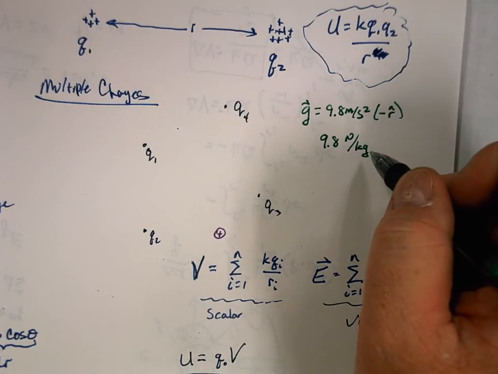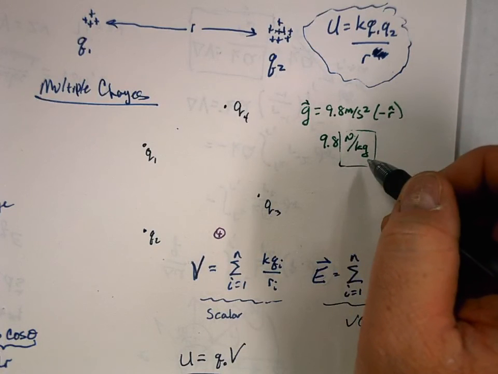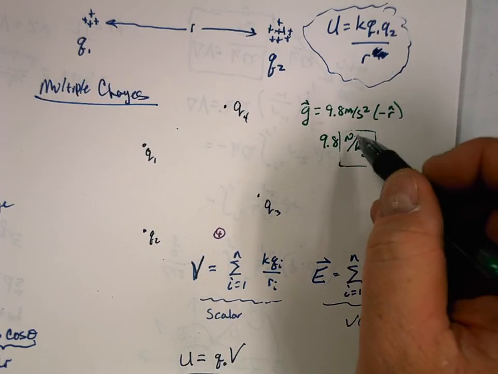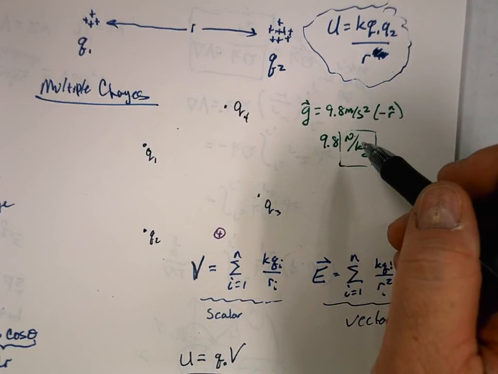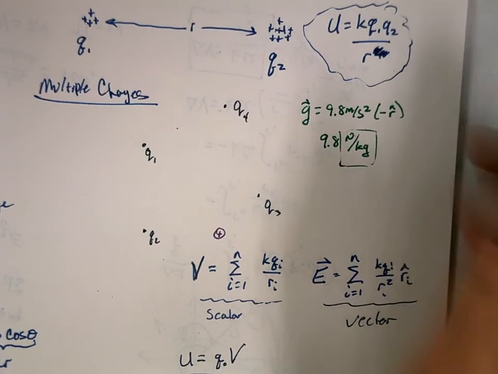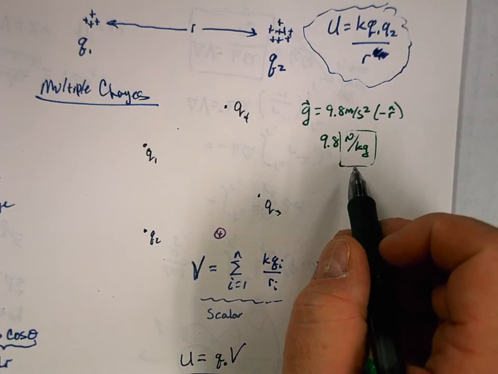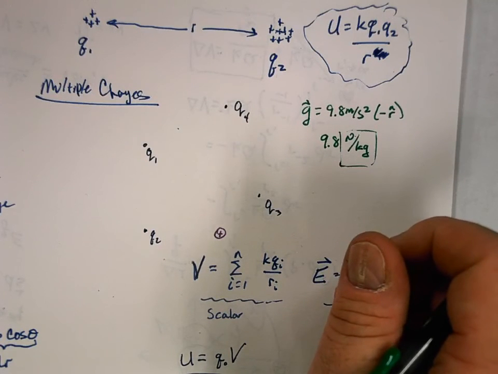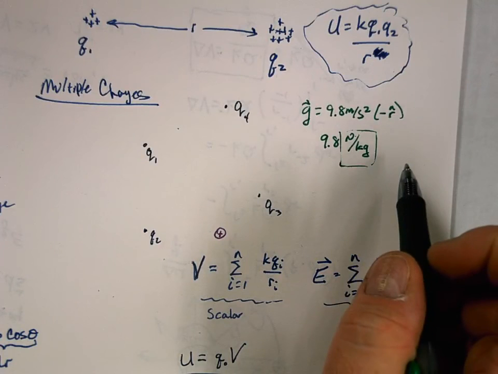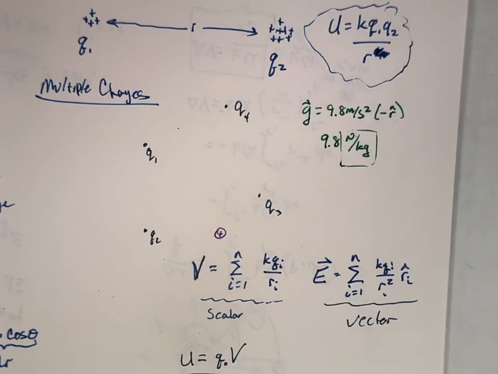And just like newtons per coulomb for our electric field, for our gravitational field we have newtons per kilogram. The electric field is dependent upon the charge of the test charge, and this is dependent upon the mass of the test mass. So does that mean that newtons can also be coulombs? No. We're drawing an analogy here. Okay, all right, we're going to turn this off here.